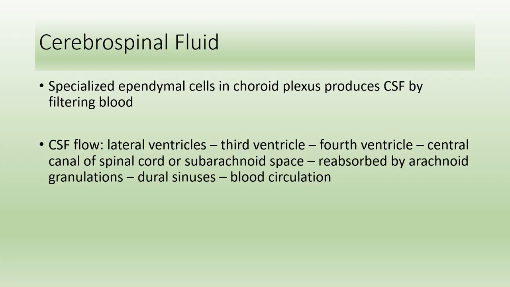From there, there's a couple of options. The majority of it is going to flow down the central canal of the spinal cord, but some of it can also leave through some spaces to flow in the subarachnoid space around the brain. And then it's going to be reabsorbed by the arachnoid granulations, those indentations into the dura mater. And so it's reabsorbed by those arachnoid granulations, where then it goes into those dural sinuses. And then eventually, as we already saw, they converge and end up in the jugular veins, and that's how it returns to the blood circulation.